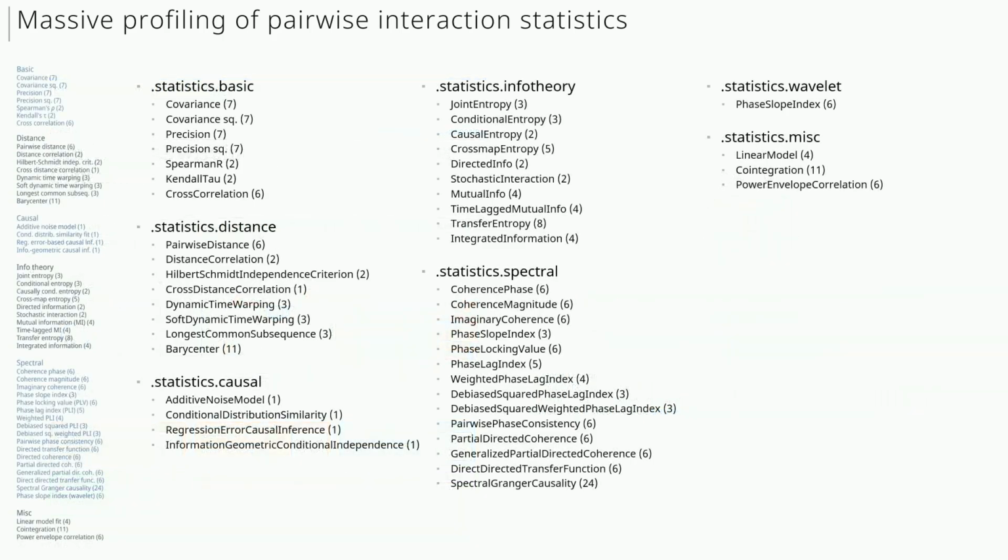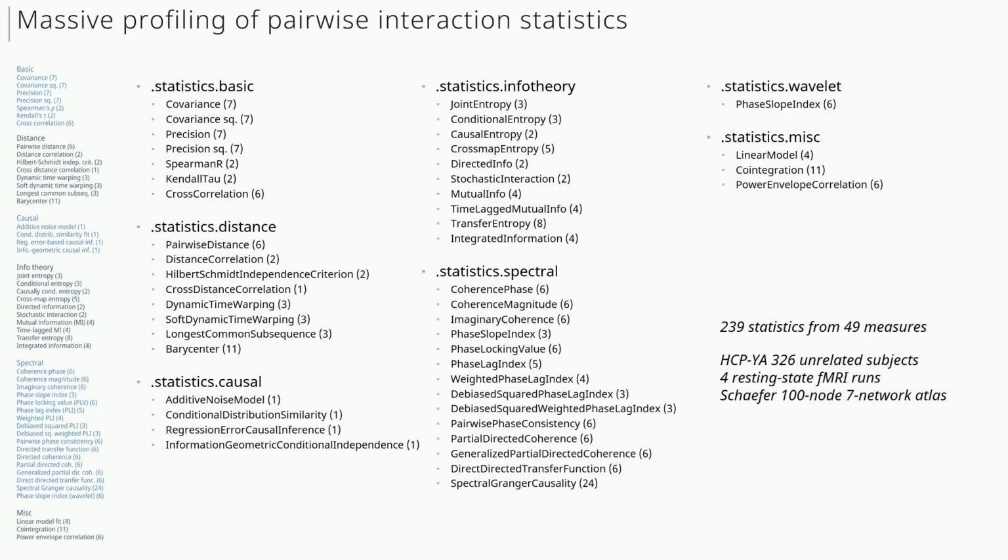To give you an idea of what measures we use to calculate functional connectivity, I'm showing all the pairwise interaction measures we benchmarked in our paper. The numbers are the number of variations belonging to each measure. In total, we have 239 statistics from 49 measures. In the main results, we calculated all of them for 326 unrelated subjects from the HCP Young Adult dataset. For each subject, we have 4 resting-state runs, and we're using the Schaefer 100-node parcellation.